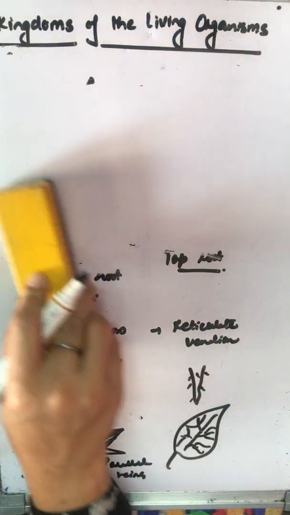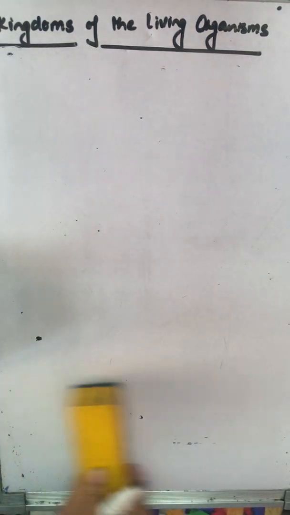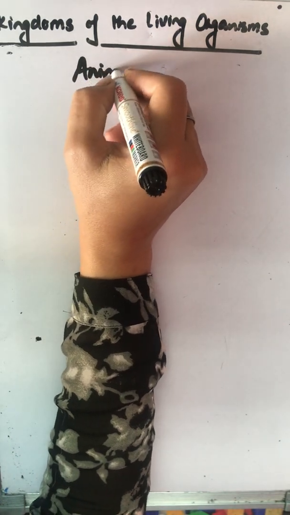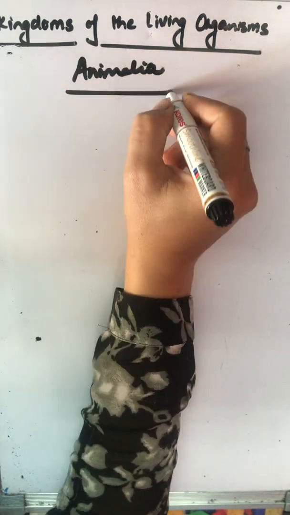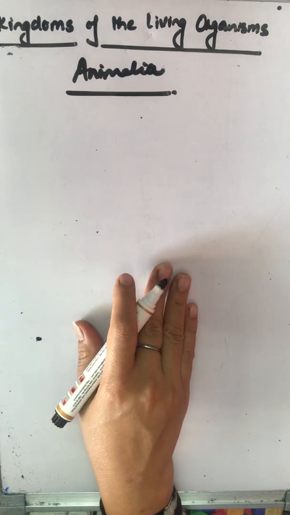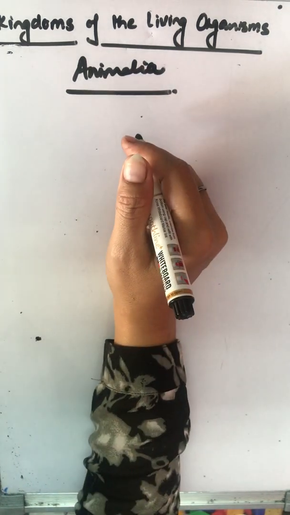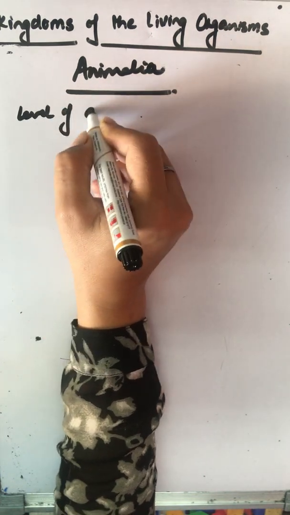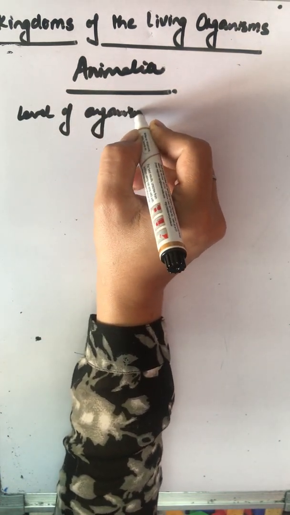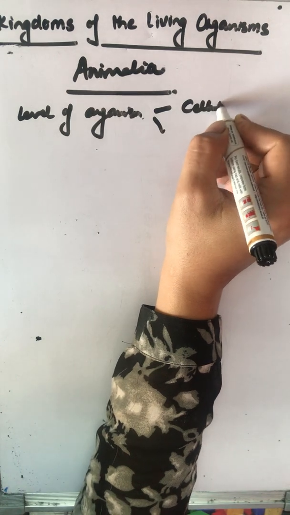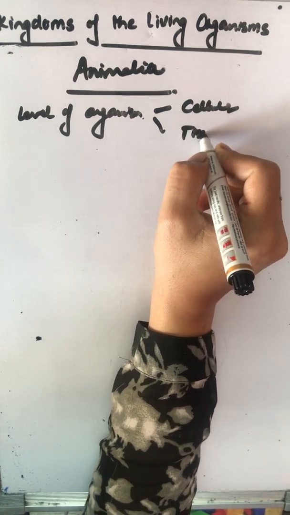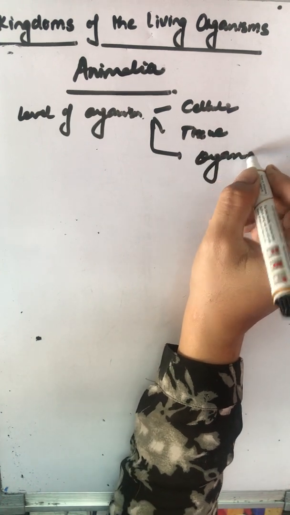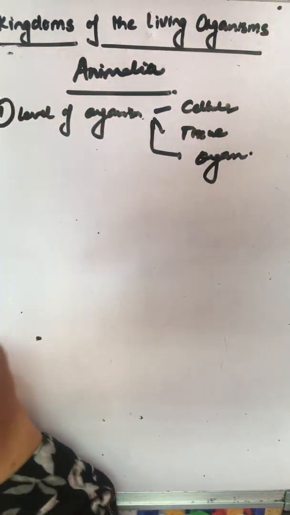Now moving to animalia. When we say animalia, how do we classify animals? On the basis of, first of all, their level of organization. That means whether they are at a cellular or a tissue level or at an organ level. This is the first point.